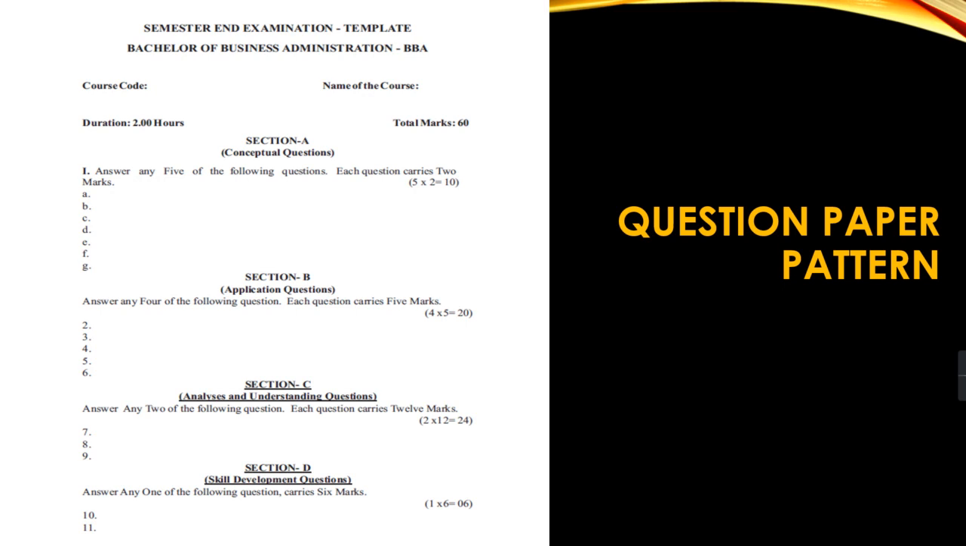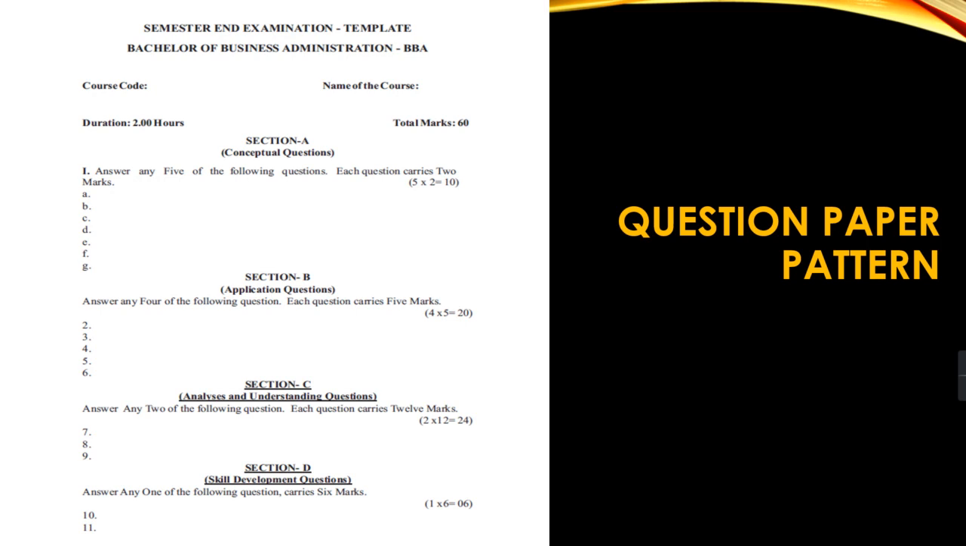Section B is about application questions, which has 5 questions, out of which you have to attempt any 4 of your choice, and it is for 5 marks each, totaling 20 marks. Section C is about analysis and understanding questions, and you have 3 questions, out of which 2 need to be attempted. Each carries 12 marks, totaling 24 marks.